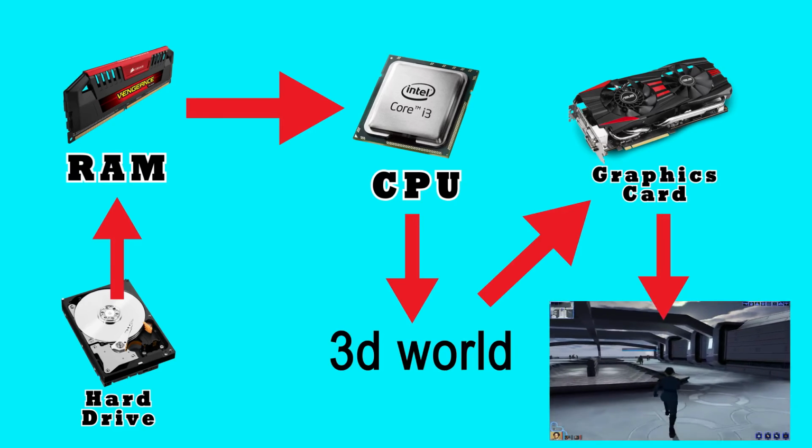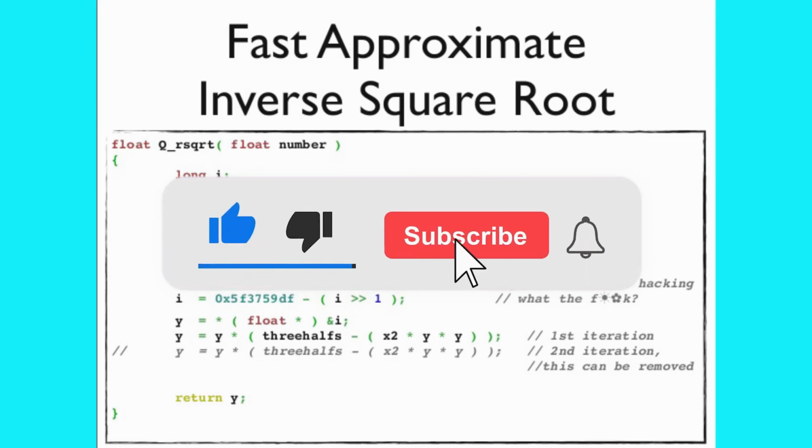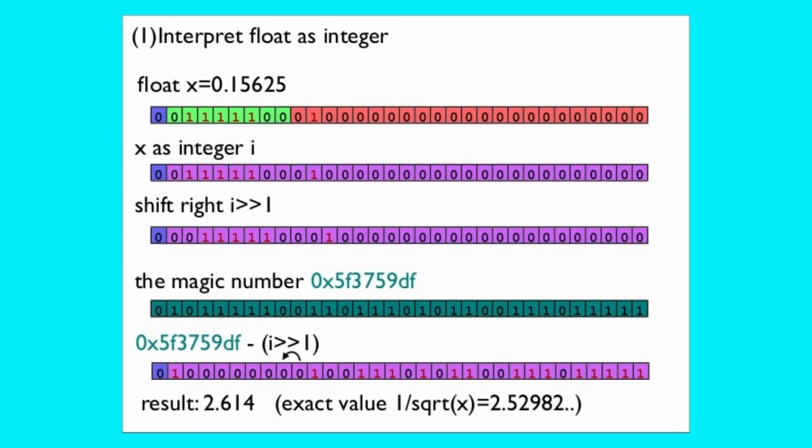Without getting too off topic here, if you're somebody who likes math, I highly recommend you look up fast inverse square root, which is directly related to how three-dimensional worlds calculate perspectives.